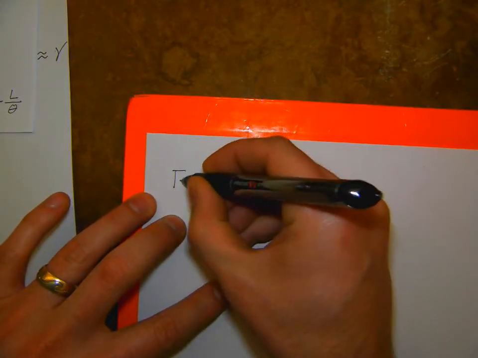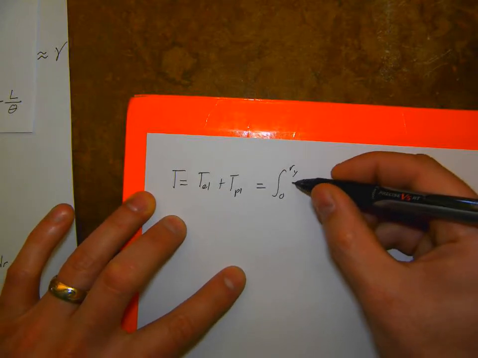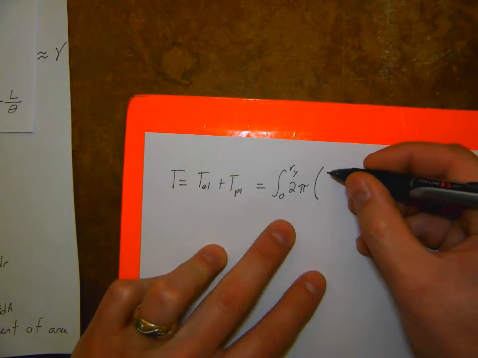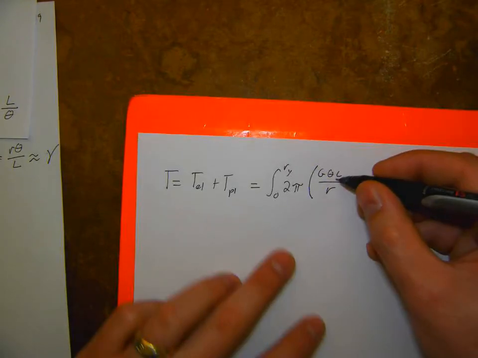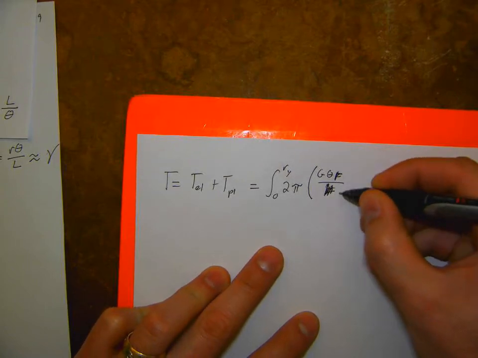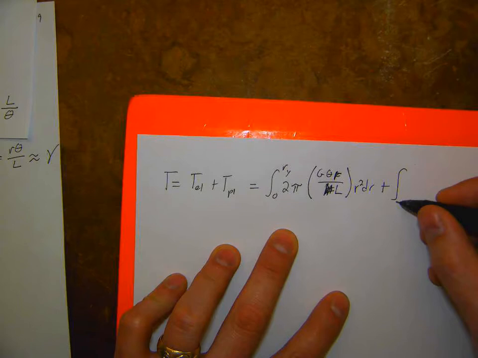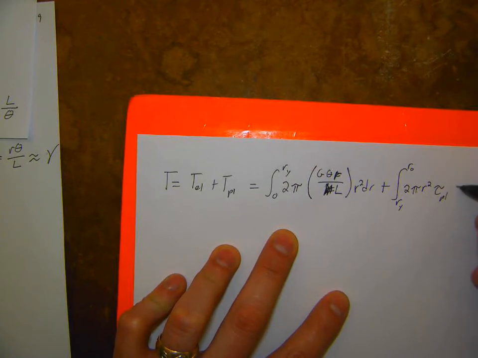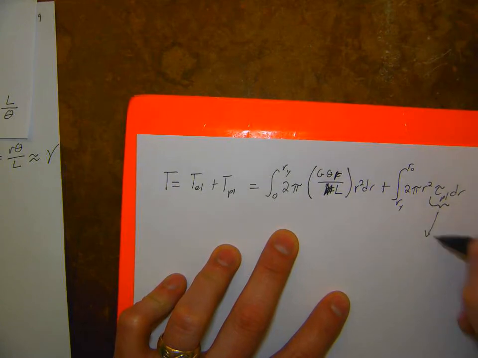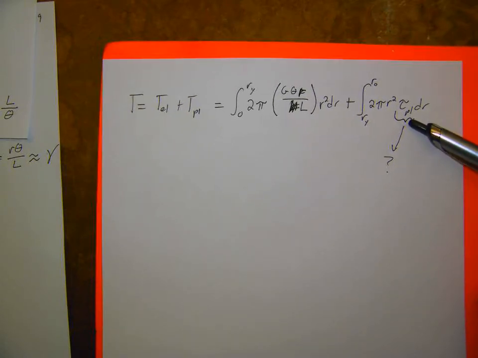I can say now torque is torque elastic plus torque plastic, which is that integral from 0 to ry of 2 pi, and my elastic relationship is G theta r over l, r squared dr, plus the integral from ry to r naught of 2 pi r squared tau plastic dr. And so then the question is, what do we use for this tau plastic? It's already 10:20, I don't know if I have time to go through. So tomorrow I'll finish off the rest of this derivation, and then we'll talk through the torsion lab.